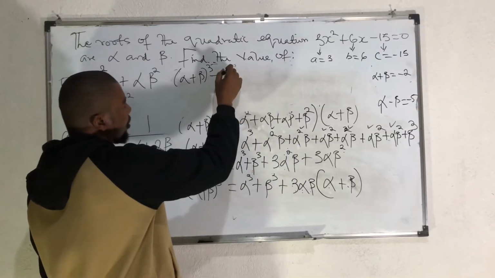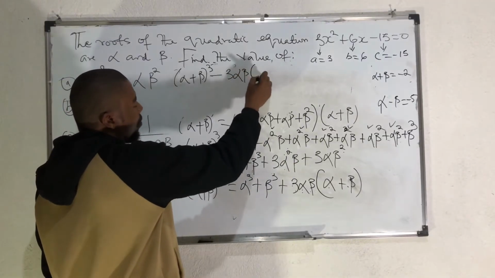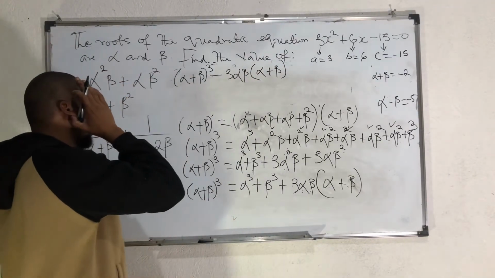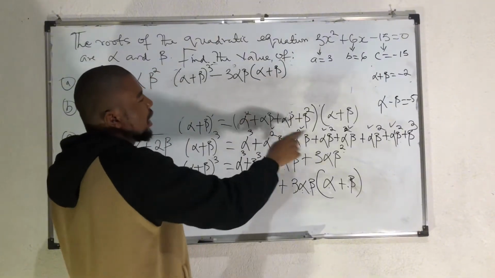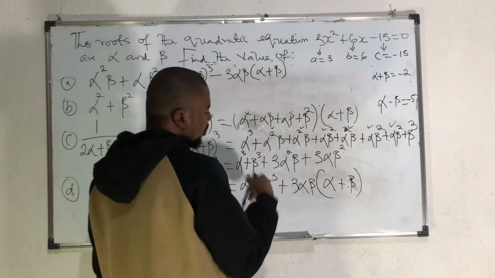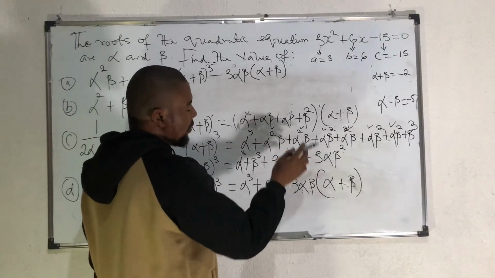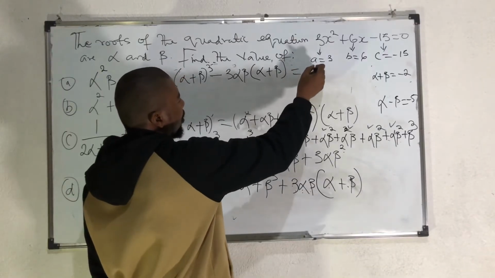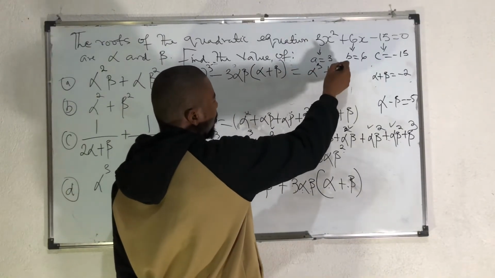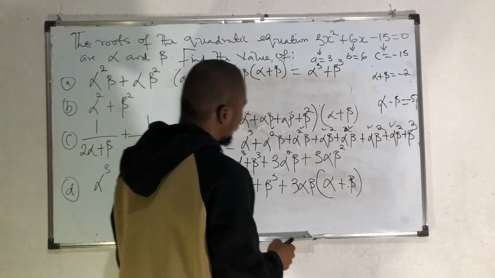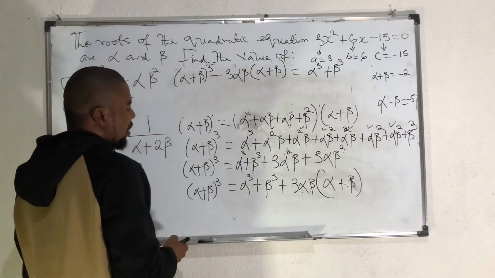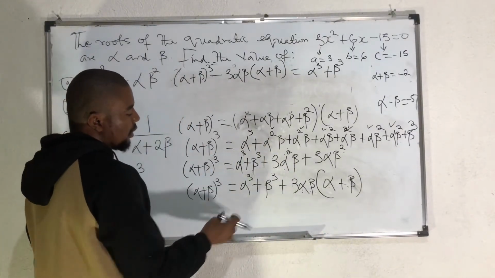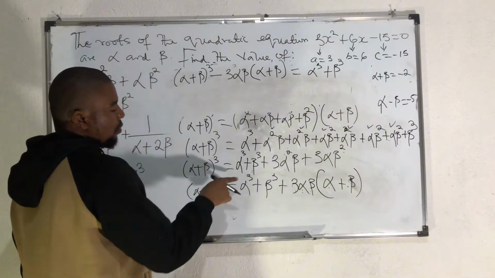Here we have minus 3 alpha beta multiplied by alpha plus beta. The negative sign does not affect what's in the bracket, but it will affect it later. When you transpose, it only affects whatever is outside, not what is inside. This is equal to alpha to the power of 3 plus beta to the power of 3. Now what next do we do at this point? You see we've transposed everything to the left, and what will remain is alpha to the power of 3 plus beta to the power of 3.